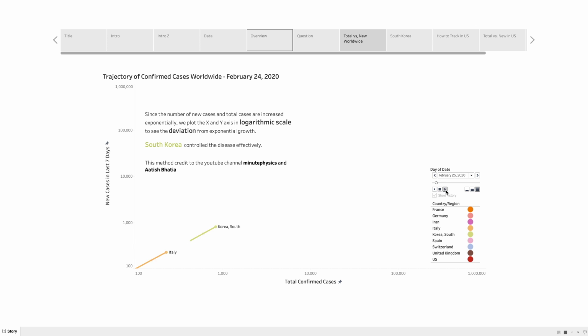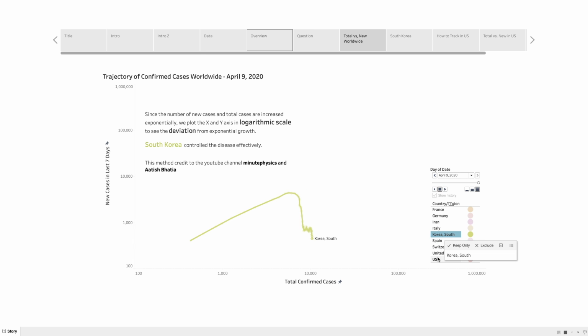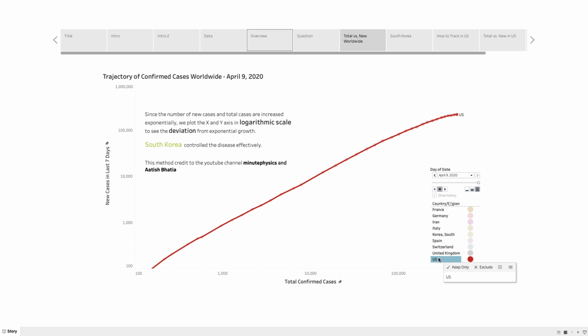The graph shows different countries traveling along the trajectory of the exponential growth. Notice the y-axis, the new confirmed cases in the past week, and the x-axis, total confirmed cases, are in log scale. We use it to see if there's any deviation from the exponential growth. And if there is one, it would be a signal saying that the country is no longer suffering from exponential case growth. And clearly, we can see South Korea seems to do a pretty good job. And then we can see the US is still having a hard time.